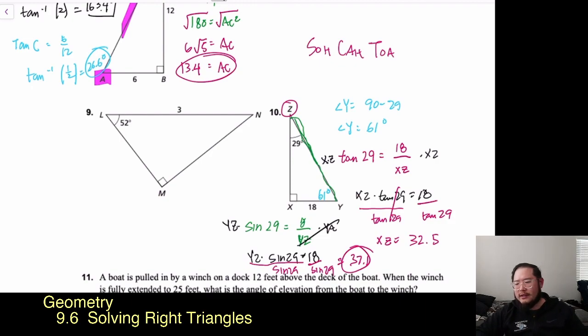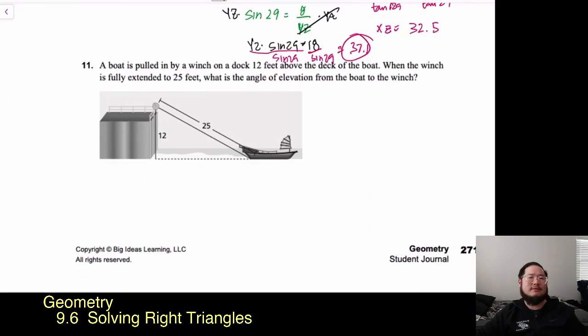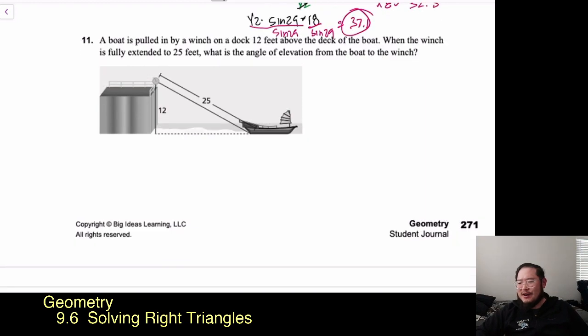Let's go ahead and take a look at the last thing right here on number 11. Got this word problem. Hey, we could use trig in word problems. Let's figure out how right here. It says a boat is pulled in by a winch on a dock that's 12 feet above the deck of the boat. So if you don't know what a winch is, it's like a crank, and its cable is attached to it, and you're able to pull stuff. So right here in the diagram, the winch, I'll go ahead and highlight it. It's up there. I highlighted it in purple.